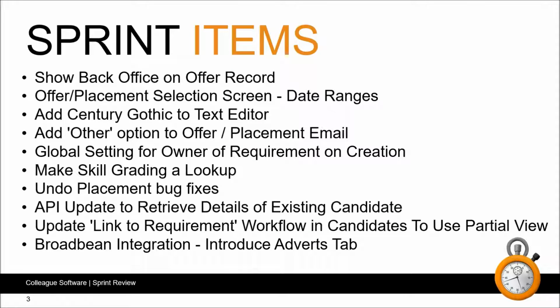Looking at the high-level items, to explain further, in this sprint we've been able to update the offer record so that it contains the back office tab based on a user privilege, of course, and as part of this work we've also included some bug fixes in relation to the placement workflow, which I'll go through shortly. We've updated the offer and placement selection screens to include date range searching across the start date, end date, create date and working dates for current placements only.